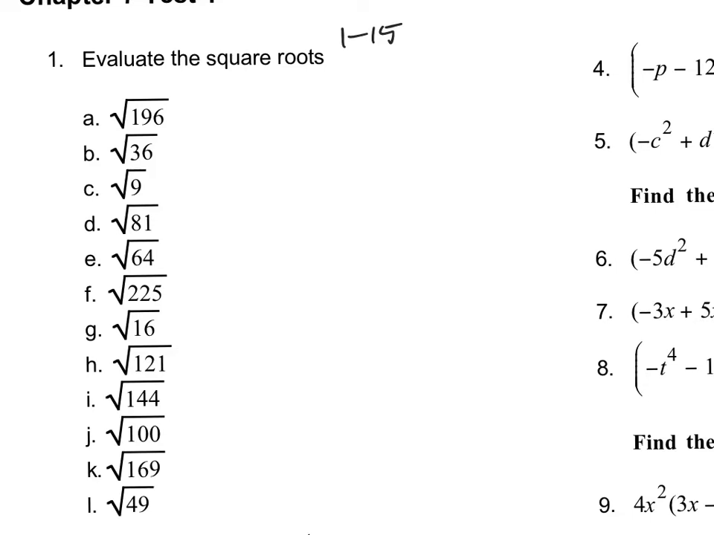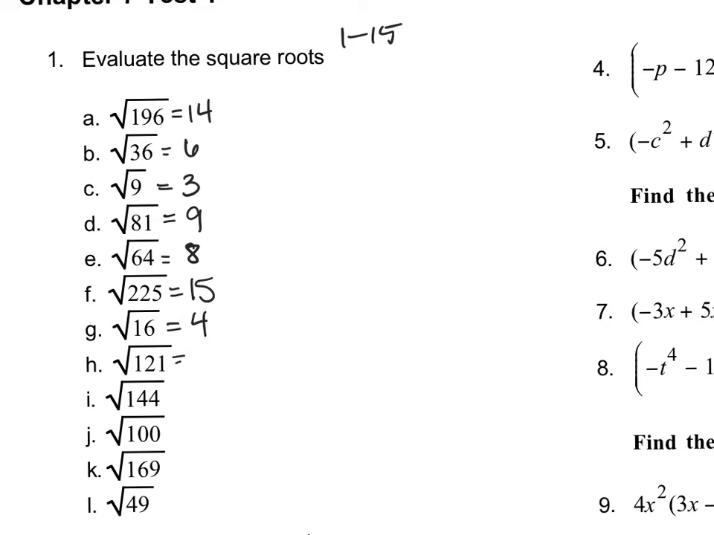And so we'll go through a couple of these that you may not know. The square root of 196 is 14. The square root of 36 is 6, because it's 6 times 6. Square root of 9 is 3. Square root of 81 is 9. Square root of 64 is 8. The square root of 225 is 15. The square root of 16 is 4.